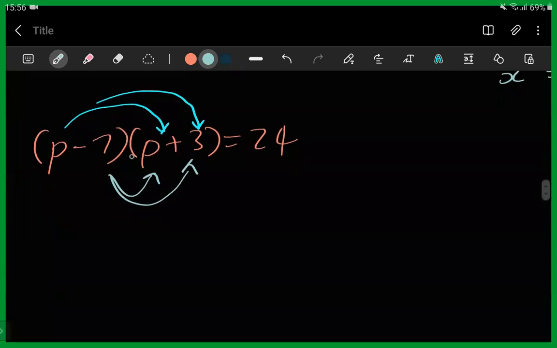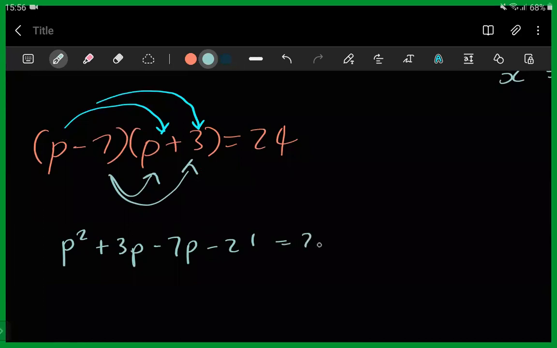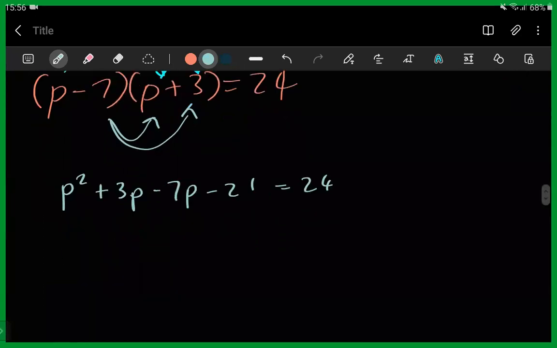You see, so p times p here gives us p squared. P times 3 here gives us 3p. Negative 7 times p gives us negative 7p. Negative 7 times the positive 3 here gives us negative 21, like that. So here you have p squared, 3 minus 7 is going to give you a minus 4p. The 24, you might as well bring it over. That's going to be negative 45.